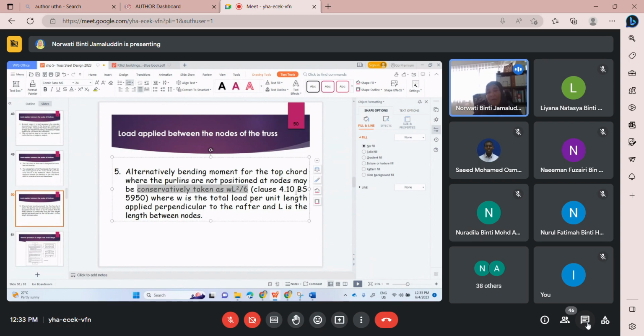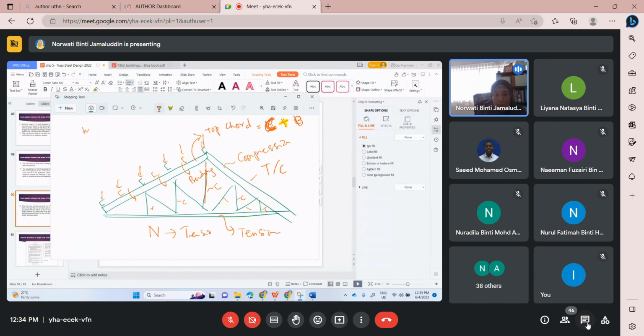This one is allowed in the old code, BS 5950. What is W? W is the total load per unit length, meaning kilonewton per meter, multiplied by span L power of 2. L is in meters, so meter squared. Kilonewton per unit length for W. Okay, WL power of 2 divided by 6.